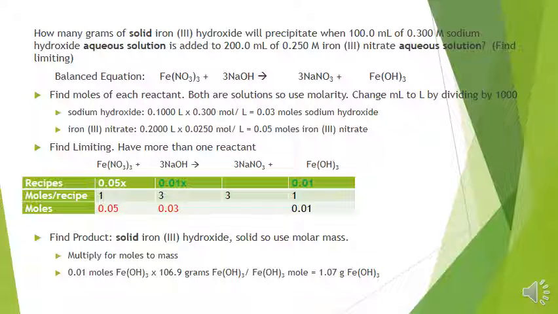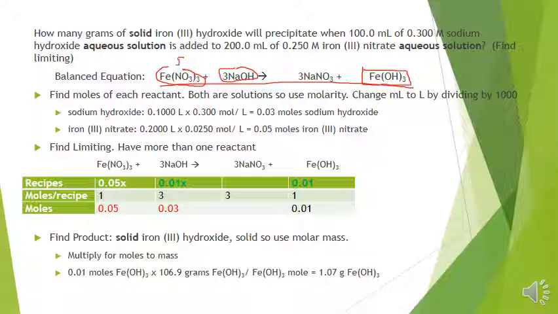All right, so here's the balanced equation. This is a double replacement reaction. What we're doing is taking this solution here and combining it with the sodium hydroxide solution. When you mix them together, they produce a solid, and this is the solid. I want to find out how much of this I made.